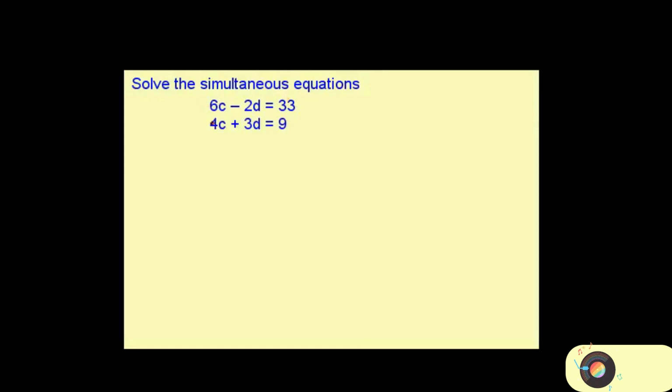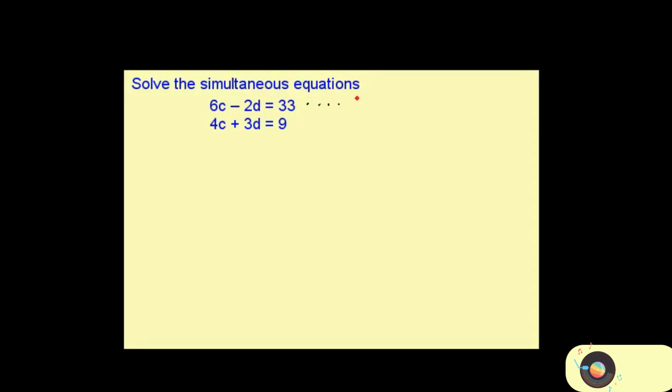Simultaneous equations, I need to eliminate either C or D. To do this, I need to get either the coefficient of C the same or the coefficient of D the same. I can see straight away that if I multiplied this equation by 2, the coefficient of C would be 12, and if I multiplied this equation by 3, the coefficient of C would be 12. There are lots of different ways of getting the coefficients the same. I'm just going to do it this way.